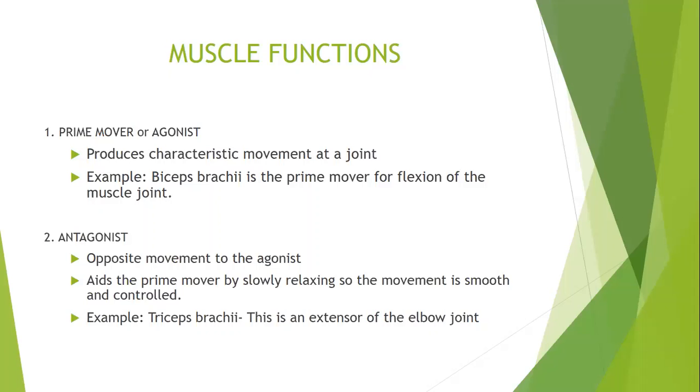Now, the antagonist produces the opposite movement of the agonist. It aids the prime movers by slowly relaxing so the movement is smooth and controlled. An example of this is the triceps brachii, which is the extensor of the elbow joint. So try to extend your elbow joint. The movement is being controlled by the triceps brachii, which is on the posterior part of your arm.